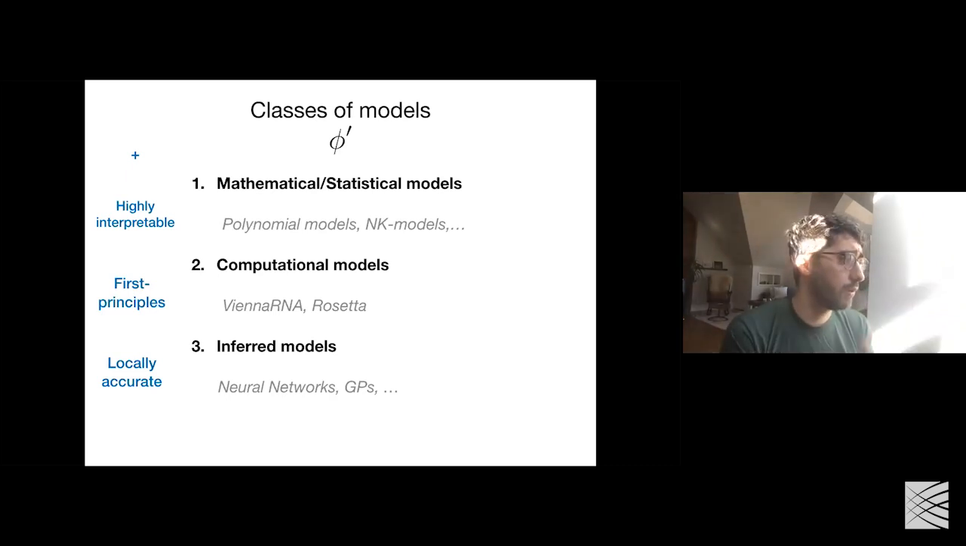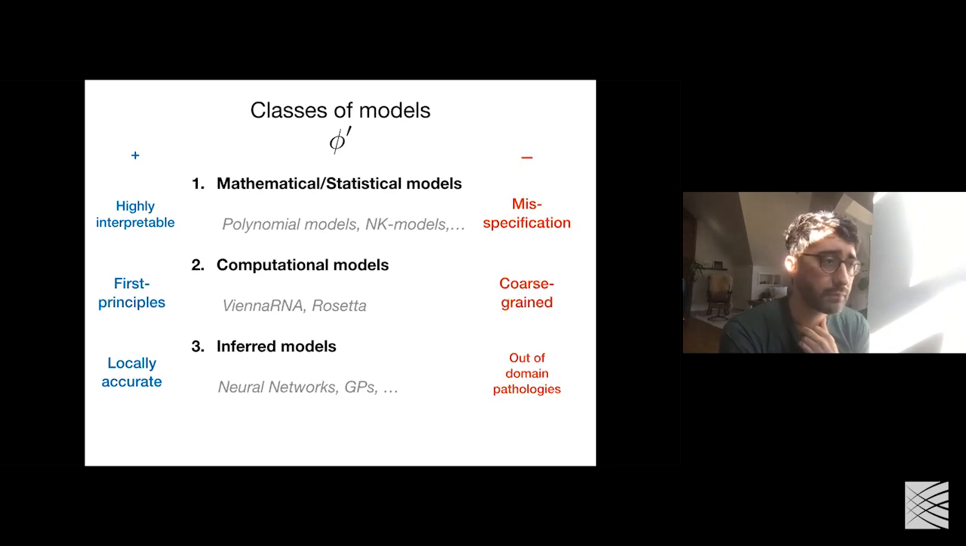and positives. I would say the positives for mathematical models are that they're often constructed in a way that they're interpretable, they make sense. The computational models are based on first principles, and the inferred models are often the ones that are most locally accurate. If you try to build a model to predict effects of single or double mutations and stuff like that, you get the best result with these more high-capacity inferred models.